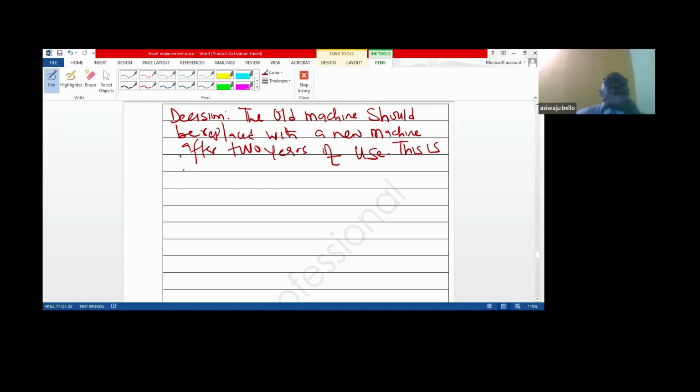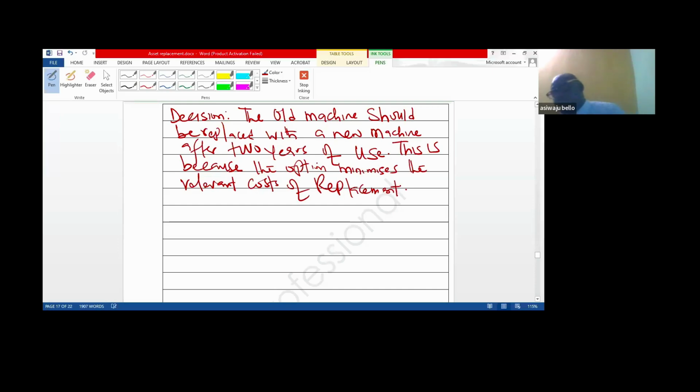This is because the option minimizes the relevant cost of replacement. That option minimizes the relevant cost of replacement. We are done with question 3.